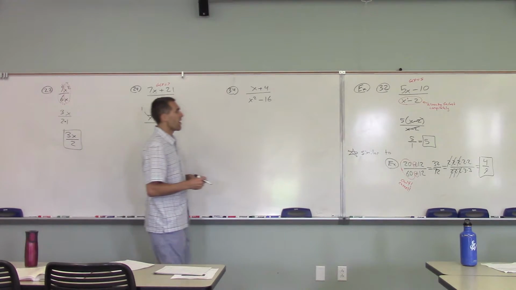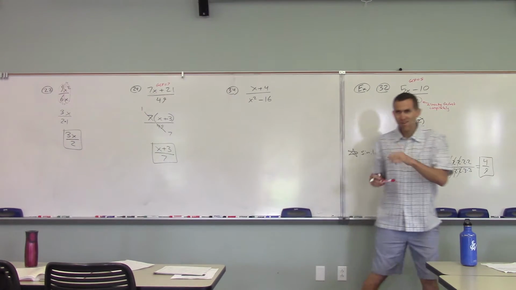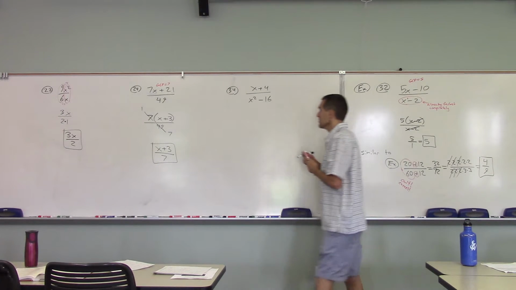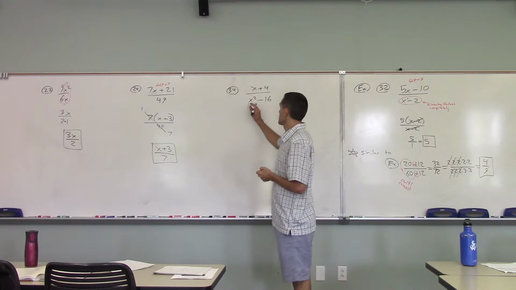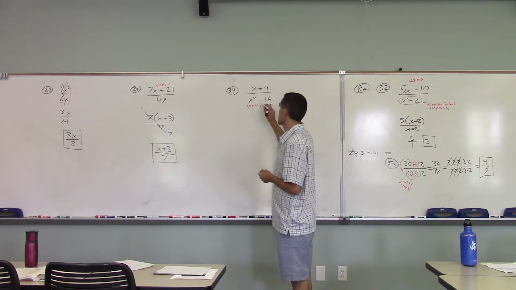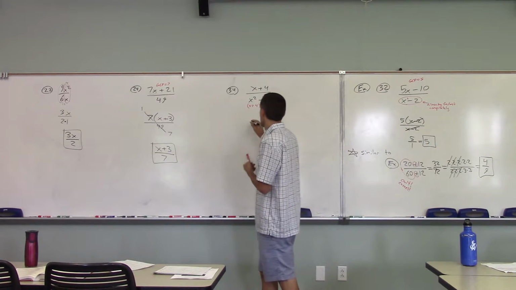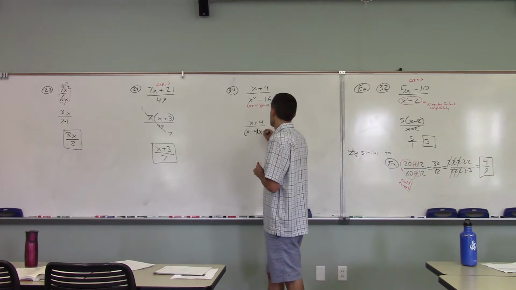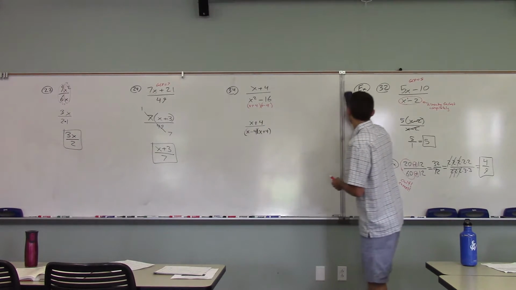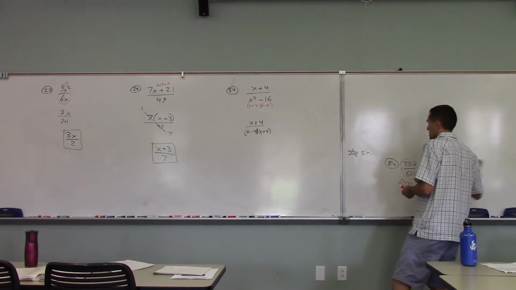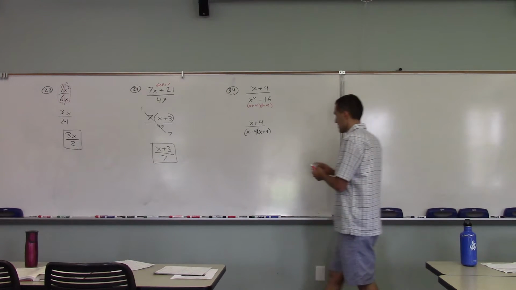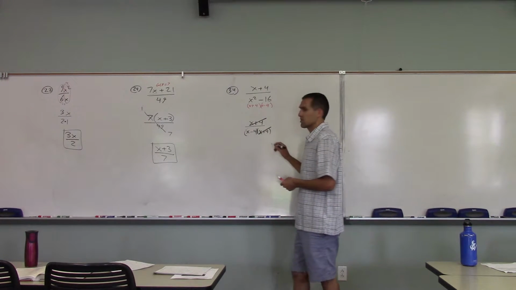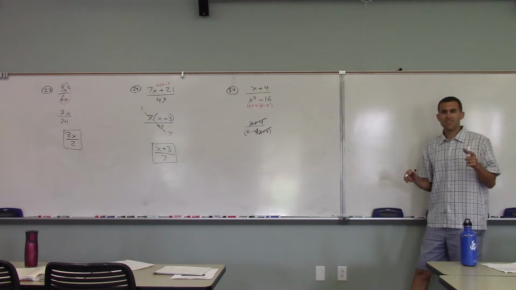Okay, what about 34? Factor out the x squared minus 16 to x minus 4, and then the x plus 4. Yeah, x minus 4 and x plus 4. So now I've got x plus 4 over x minus 4, x plus 4, and then cancel. Cancel what? X plus 4 and x plus 4. What are you left with? X minus 4. 1 over.